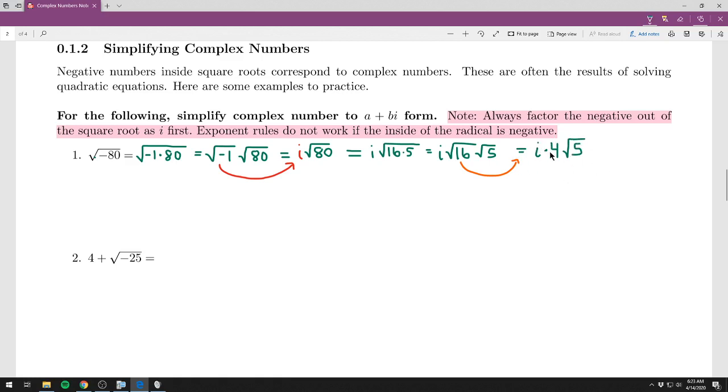Now you can leave it like this. I don't care where you put the i. You can put the i in the front, in the middle, in the back. Just don't put it under the square root. I think a lot of people like to put it in the middle. But you can have it in the front, you can have it in the middle, or you can even put it in the back. Just make sure you do not put it in the square root. But any one of these three is correct.